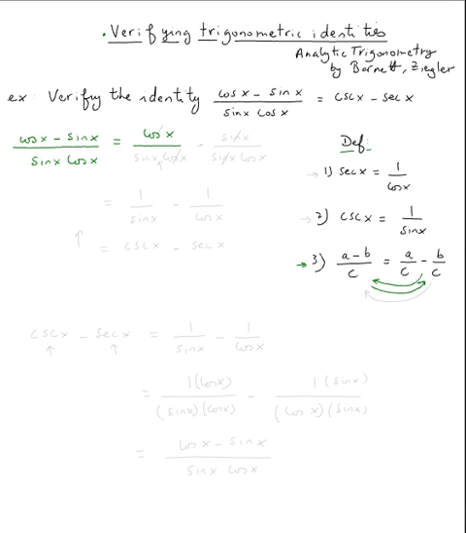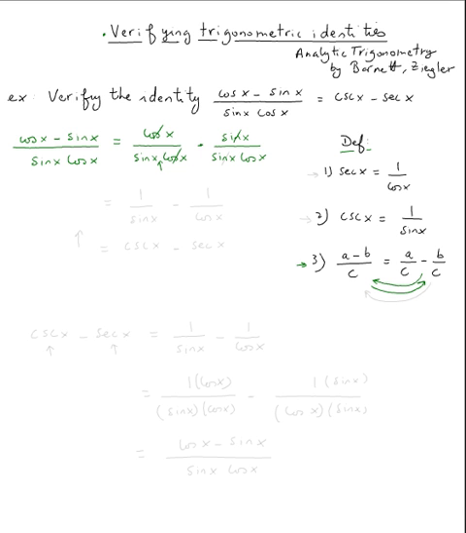cosine of x, so this is like a over c, where c is sine x cosine x, minus b over c, where b is sine x, and c is sine x cosine x. So we just use number 3, which is just algebra, has nothing to do with trigonometry. Now notice, since we have a multiplication, we could simplify cosine and cosine. Watch out, if there was a minus here, you can't do that. You can only do that when it's a multiplication.